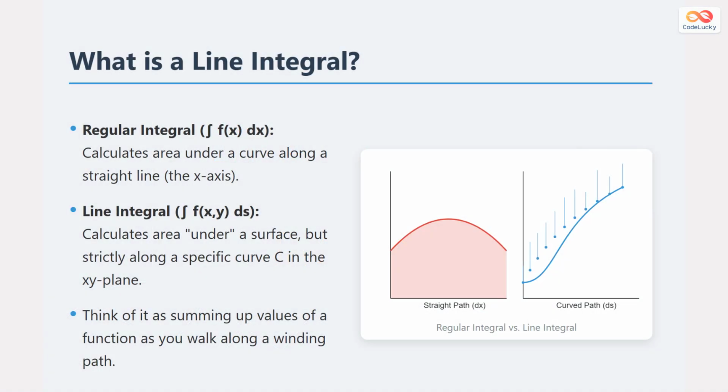First, let's distinguish this from what you might already know. In single-variable calculus, a regular integral calculates the area under a curve along a straight path. A line integral, however, allows us to integrate a function of two variables, x and y, along a specific curved path. Think of it as summing up values as you walk along a winding trail.